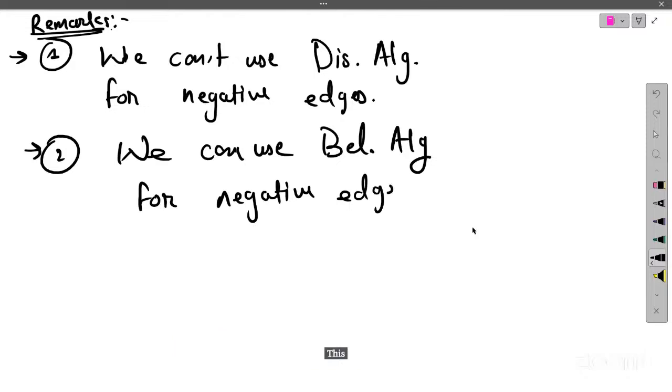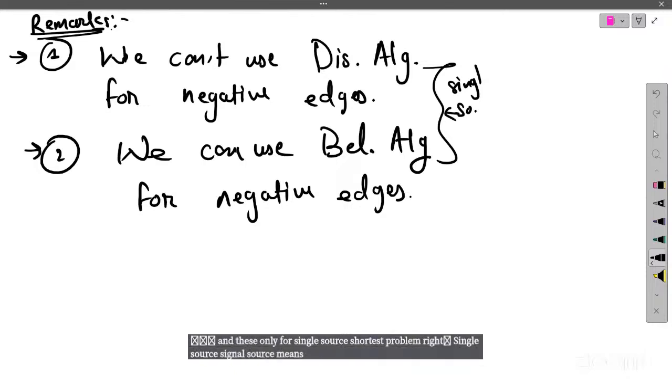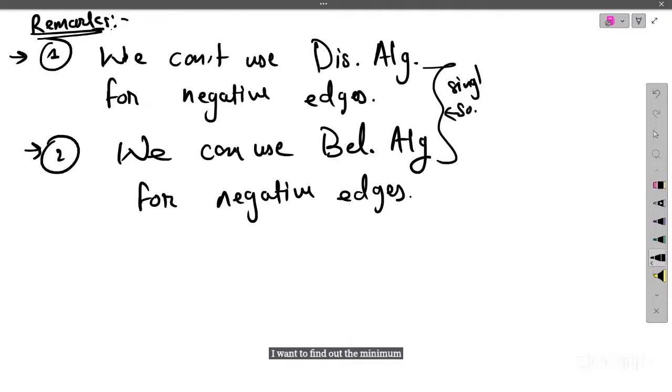That's it. Right. And these are only for the single source shortest path problem, right? Single source means from a fixed vertex, I want to find the minimum, shortest distance to every other vertex. This is the single source shortest path.